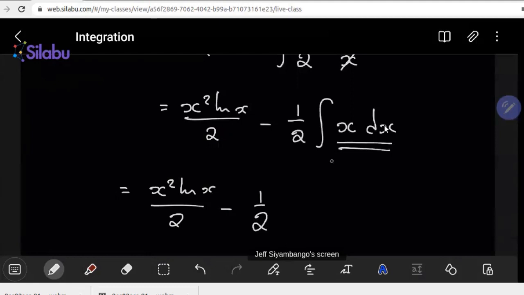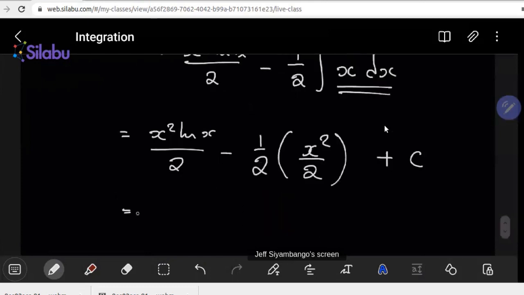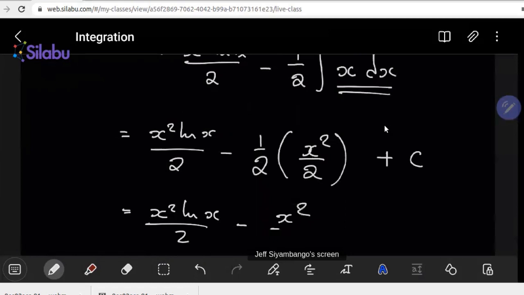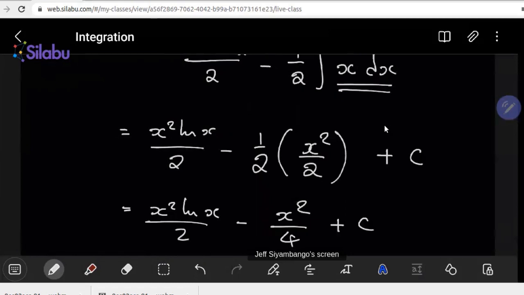of x. You saw it earlier on. It's x squared over 2. So since this is the last one, plus that constant of integration, c. So the final answer becomes x squared ln x over 2 minus x squared over 4, then plus c. So this becomes the overall integral.